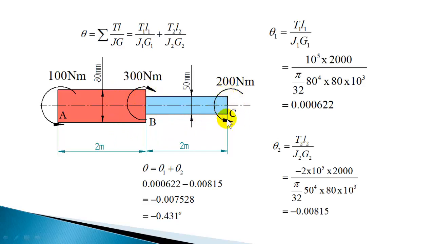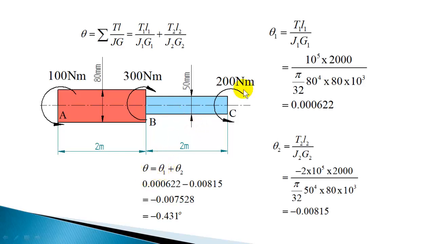So anti-clockwise torque, in this case you have to substitute as negative. Clockwise torque you should substitute as positive to get the sign convention for the twist. Otherwise, while adding, you will not get the resultant twist.